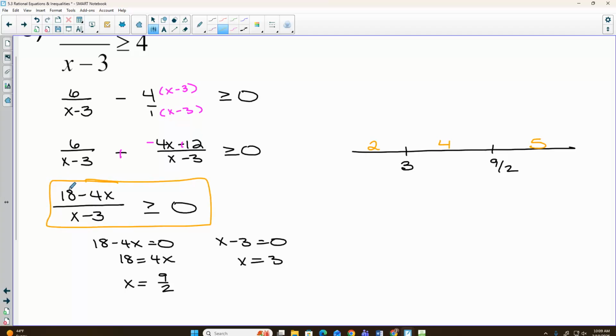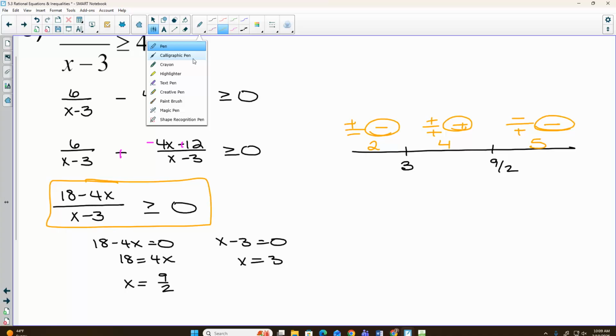So if I put in a 2, I get 18 minus 8, so that's positive. 2 minus 3 is negative. Positive and negative make negative. If I put in a 4, 18 minus 16 is positive. 4 minus 3 is positive. 2 positives make a positive. Put in a 5, 18 minus 20 is negative. 5 minus 3, positive. A negative and a positive, negative.